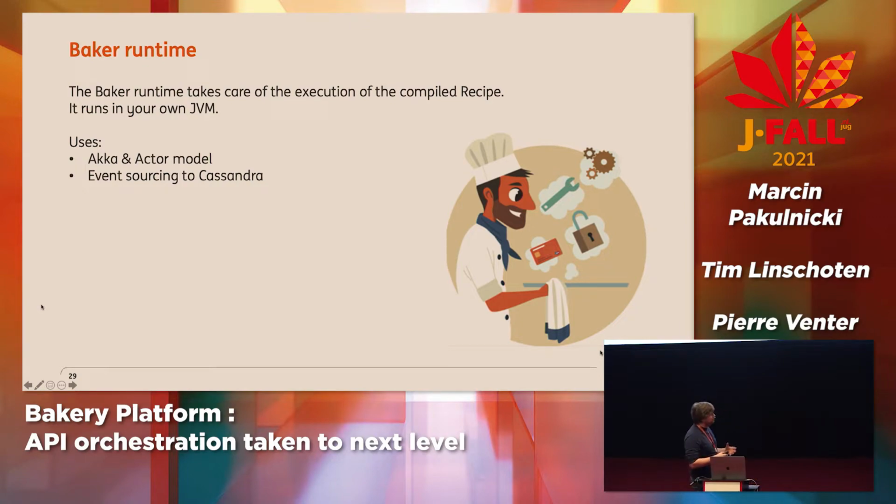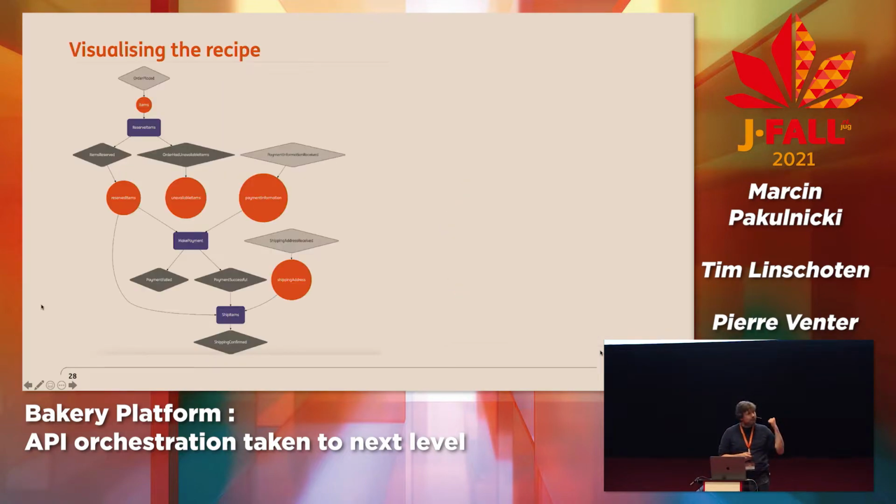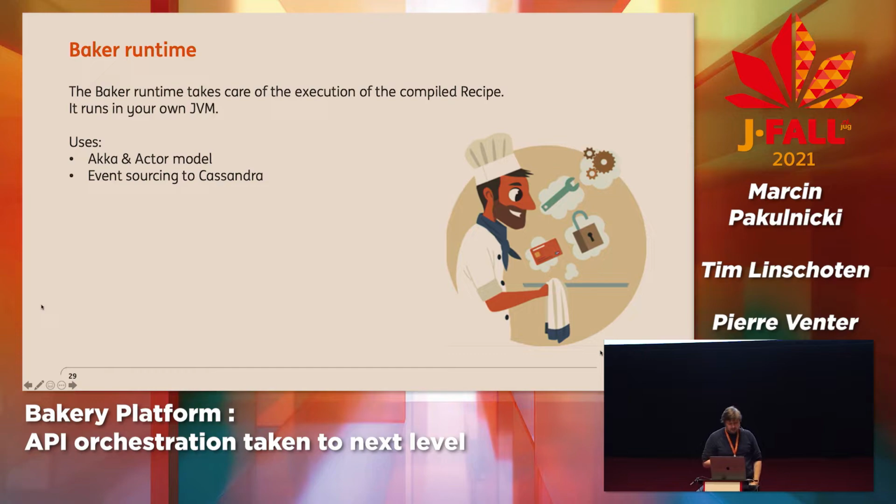So we have a compiled recipe now, but now we want to execute what we just built, right? And having a nice diagram doesn't help you in production. So the Baker runtime takes this compiled recipe, and at least in Baker, it is run as part of a JVM. We will go into Bakery afterwards, where it's separated, but it's just running inside of your own JVM. And it uses Akka and the actor model, and if configured, can use event sourcing towards Cassandra, so we never lose the state of a process. So if your node goes down, it will just continue where it left off because it's all persisted.